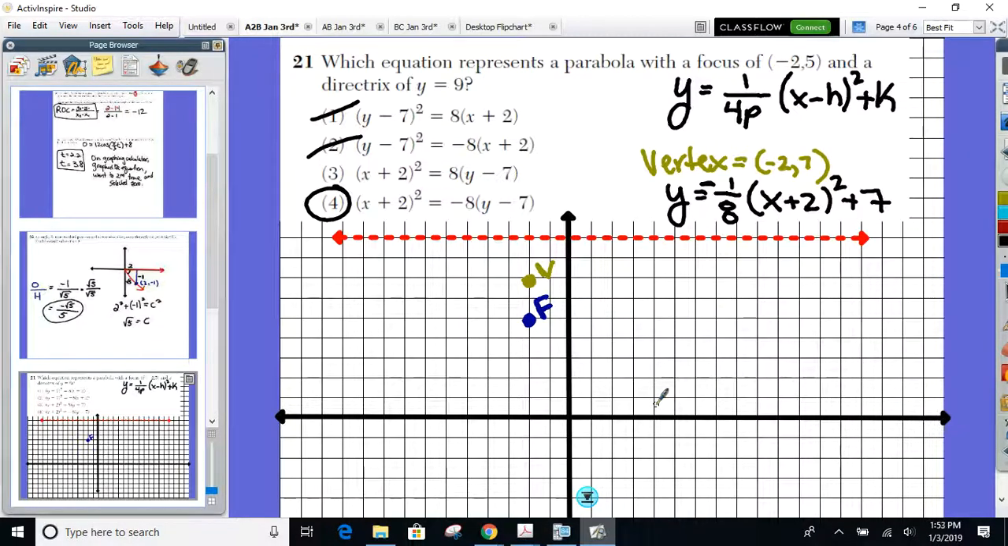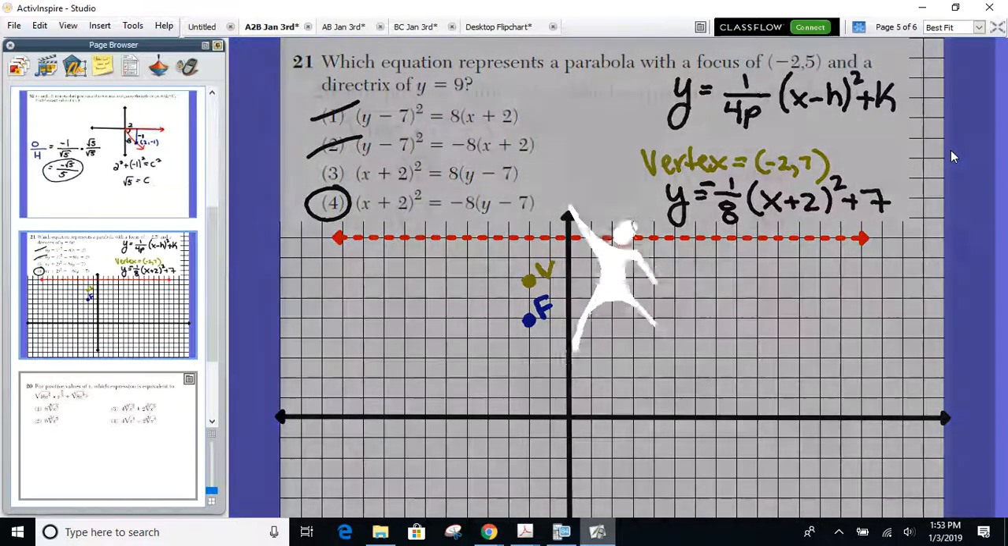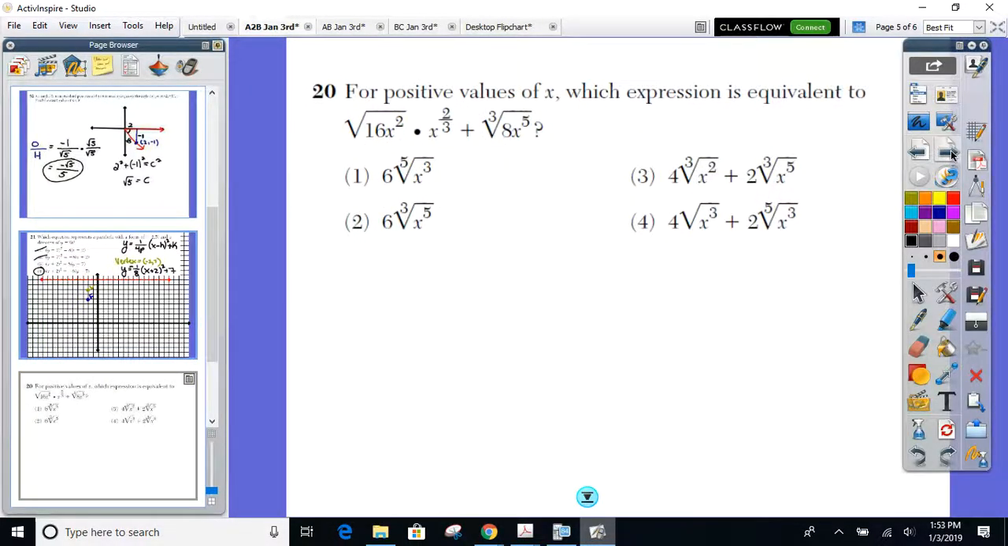Questions there? I've got one more for you before I let you go on your own, and that's the one before this one, number 20. Very intimidating looking. That's all that's intimidating about this, the look. Which one is equivalent to that whole square root of 16x squared times x to the 2/3, and so on?